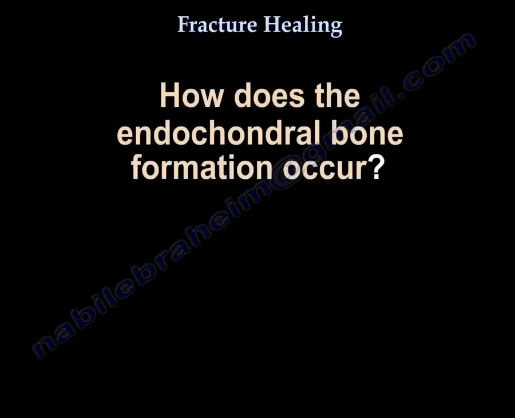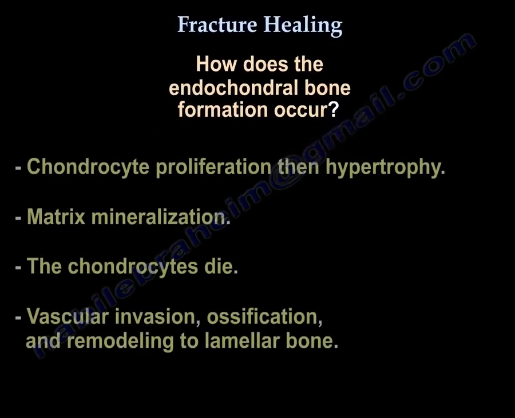How does endochondral bone formation occur? The chondrocytes proliferate, then hypertrophy, then you get matrix mineralization. The chondrocytes die, and then you get vascular invasion, ossification, and remodeling to lamellar bone.